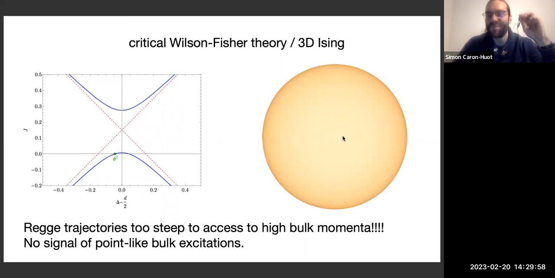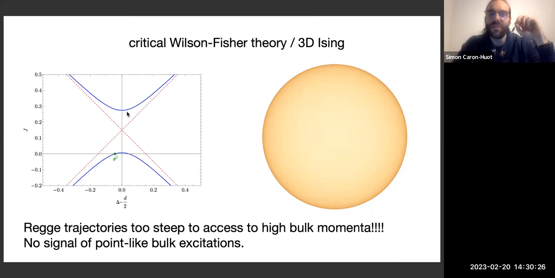And yeah, if you do your best to create a point-like excitation in the Ising model and see where it is, you shoot it left and you think it's right. You really have no control over its position. So that's one sense in which Ising is not holographic, you could say.